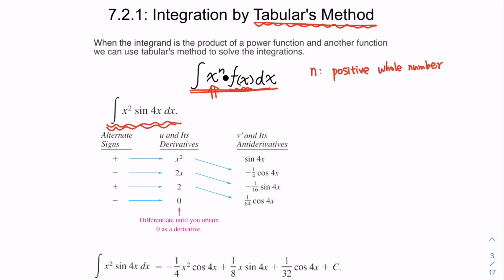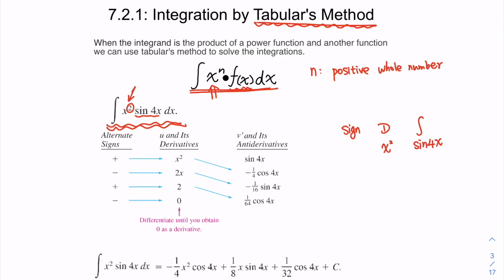Use the tabular method. If you look here, x squared times a function of x, and the power is a positive integer. So we have 3 columns. The first one, we are going to make a sign, and then derivatives and antiderivatives. Now we are going to copy x squared and sin 4x here.